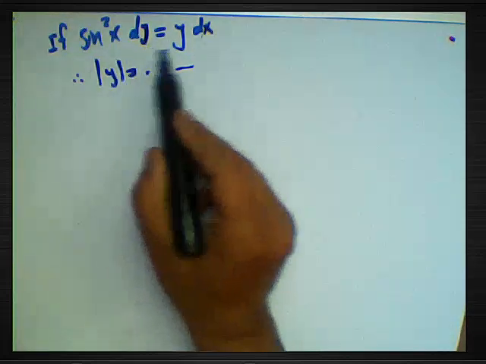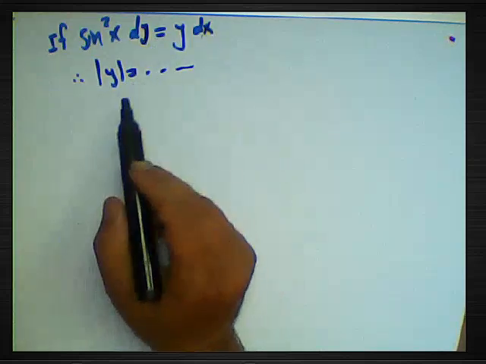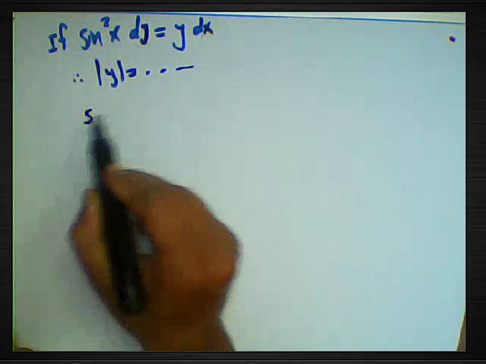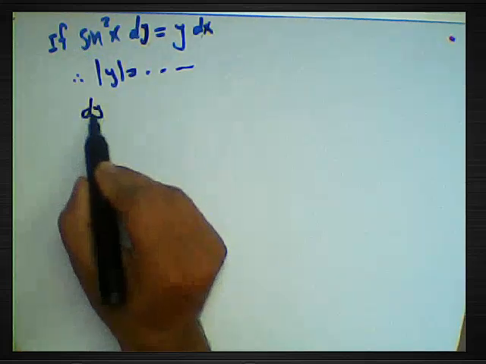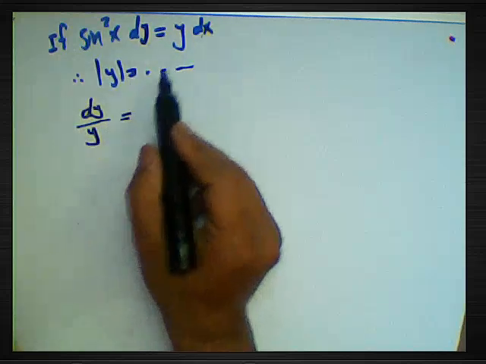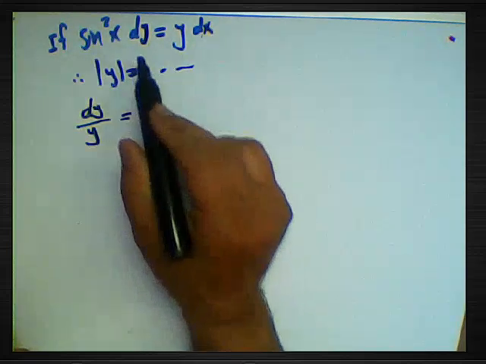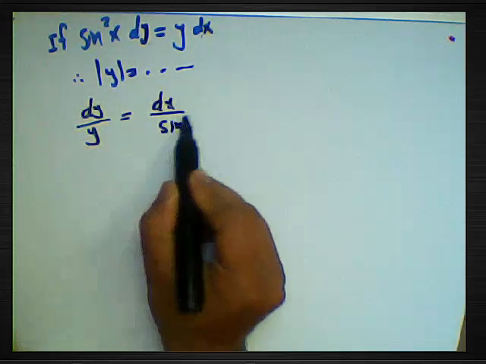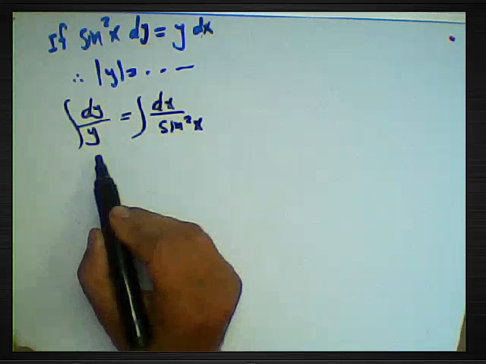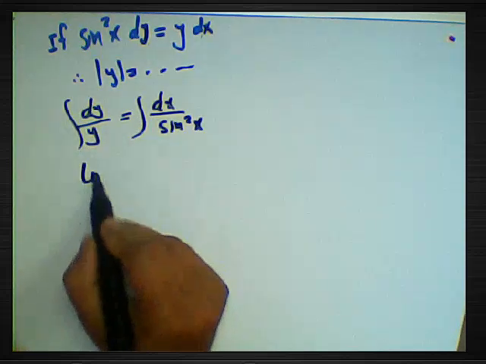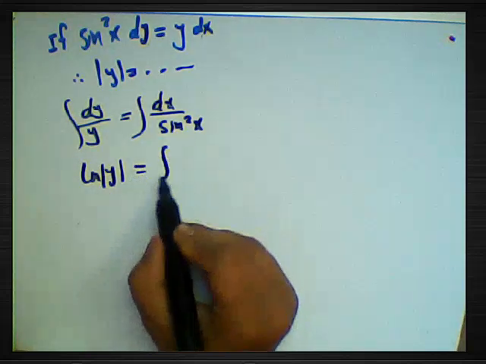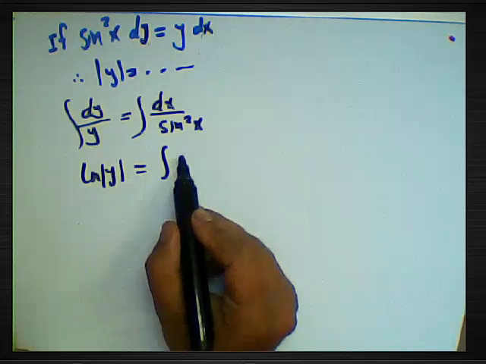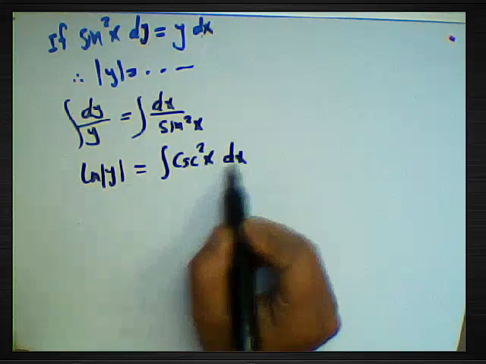If sin power 2x dy equals y dx, then find the absolute value of y. We can move this function here, sin power 2x, over dx, or write sin power 2x in the numerator here and y here. You can write dy over y equal dx over sin power 2x, and then you can use integration on both. The integration of 1 over y will be ln of the absolute value of y, equal the integration of 1 over sin power 2x, which will be cosec power 2x dx.